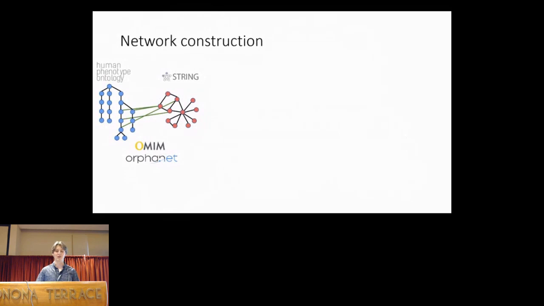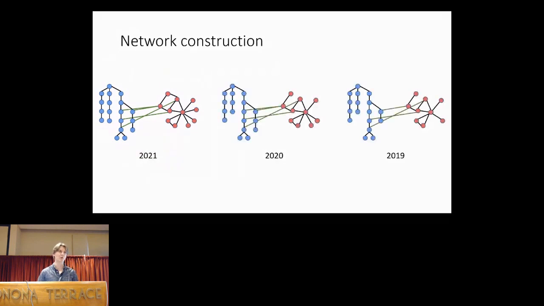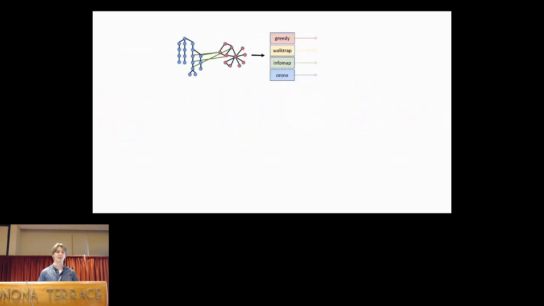So the network is constructed by combining HPO and STRING using annotations from OMIM and Orphanet. Fortunately, these annotations are made available by the human phenotype ontology. So I construct what this network would have looked like in the years 2021, 2020, and 2019. The previous versions of this graph are going to be useful later on in the development and evaluation of the method. Next, we cluster this network.